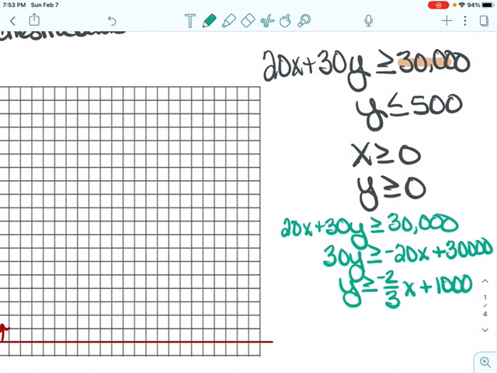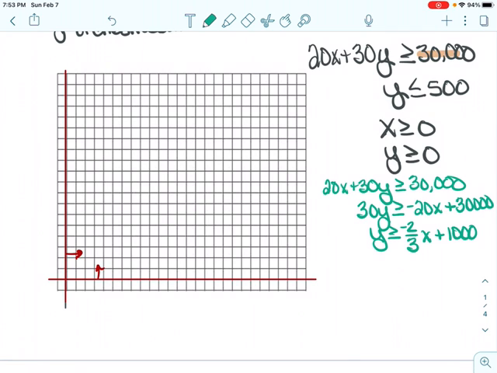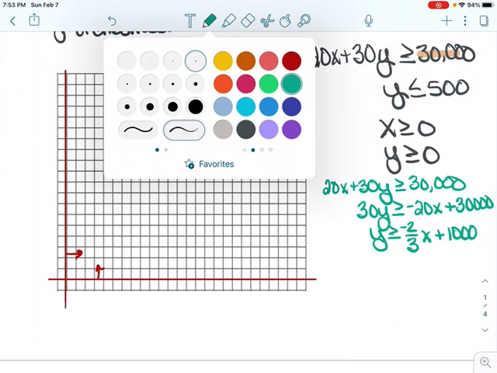So how about if we go by 100s? I think we can do that. Or 50s. No, let's go by 100s.